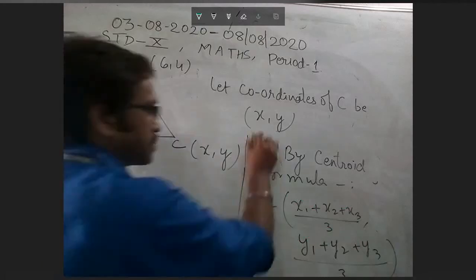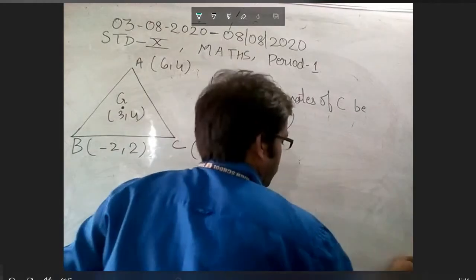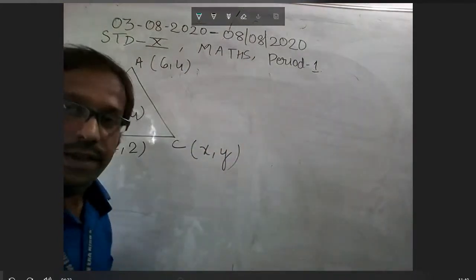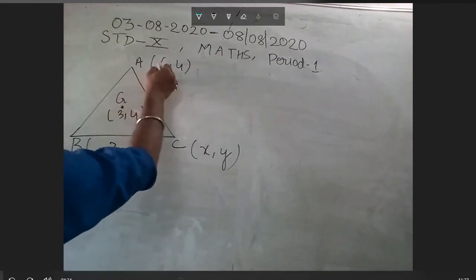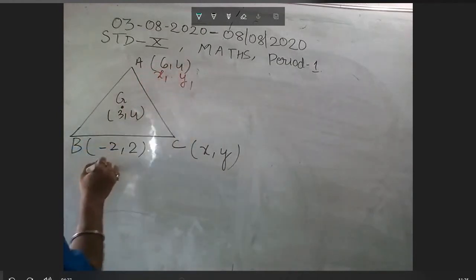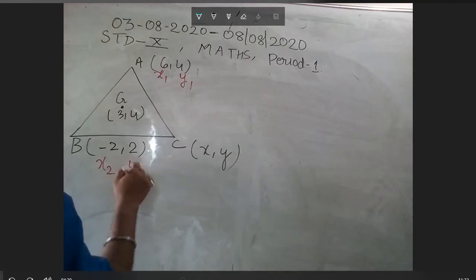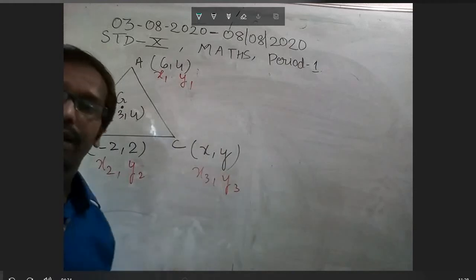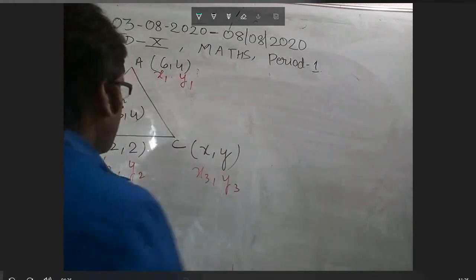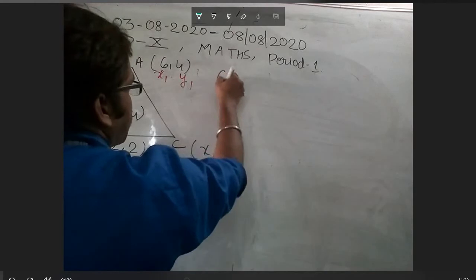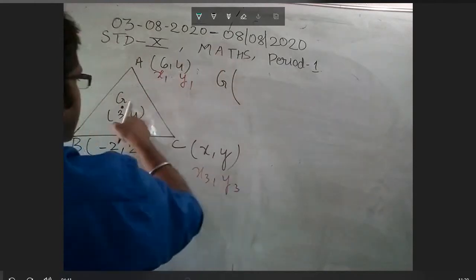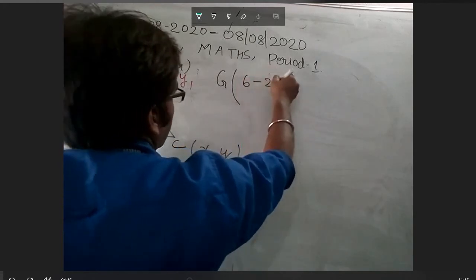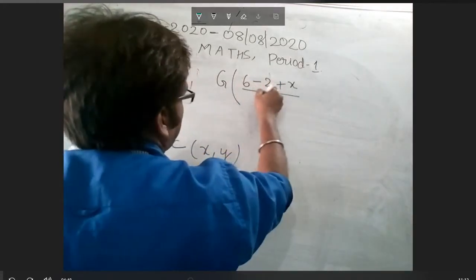Now we are going into the final calculation part. Our final calculation will start from the calculation of x first. So x is given, this is x1. I am helping you also by writing this x1, x2, y2. The third one is x3 and y3. So by the formula we can write here, we just have to add all the numbers. The x coordinate of G: 6 first of all, then we have minus 2 plus x, divided by 3. This is the x coordinate.